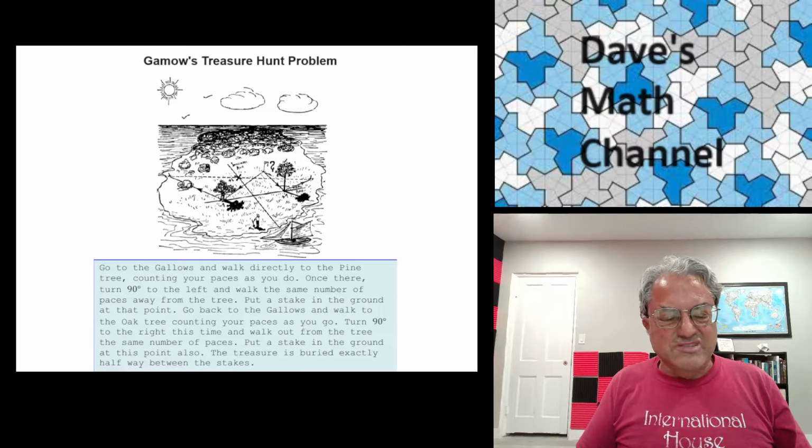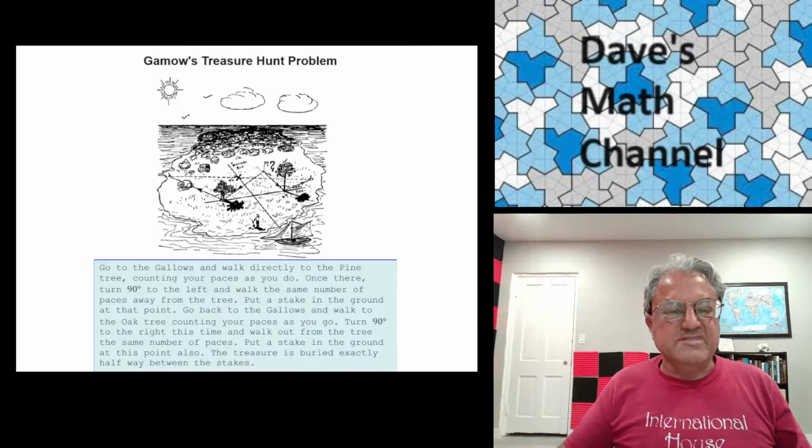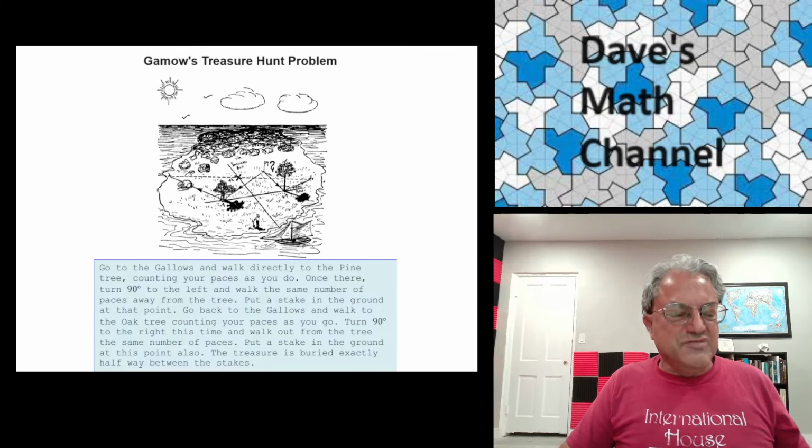I'll start at the beginning again. So it says, go to the gallows and walk directly to the pine tree, counting your paces as you do. Once there, turn 90 degrees to the left and walk the same number of paces away from the tree. Put a stick in the ground at that point. Go back to the gallows and walk to the oak tree, counting your paces as you go. Turn 90 degrees to the right this time and walk from the tree the same number of paces. Put a stake in the ground at this point also. The treasure is buried exactly halfway between these stakes. So that's very specific instructions.